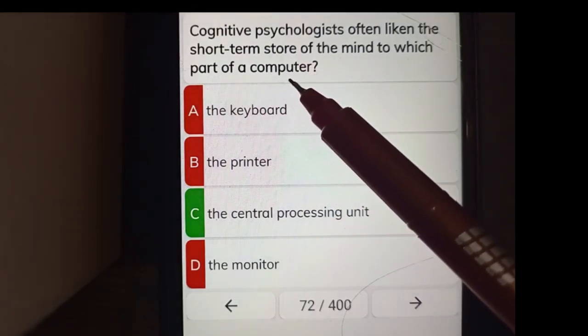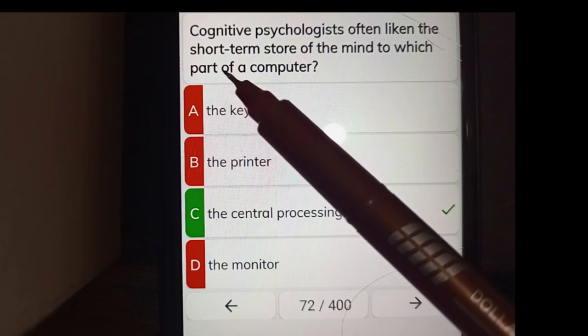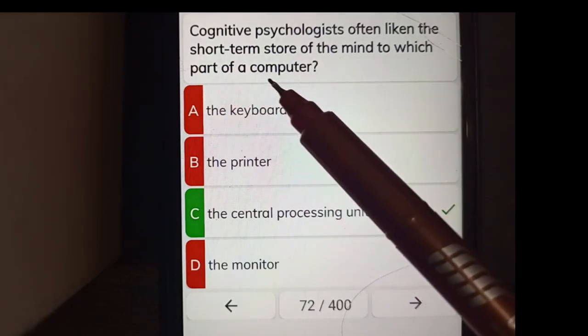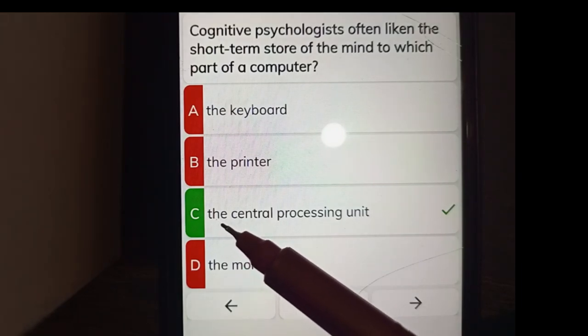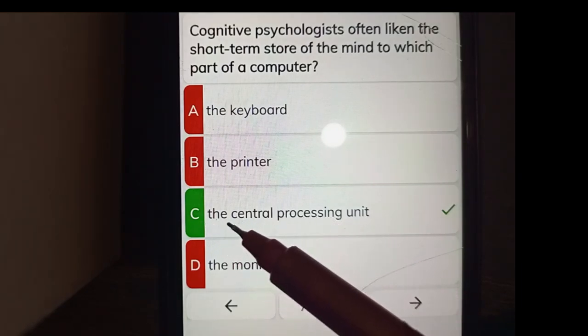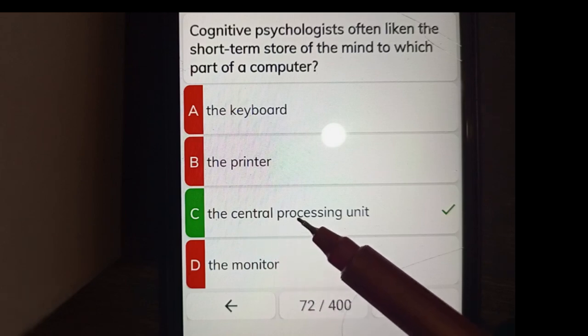Cognitive psychologists often liken the short-term store of the mind to which part of a computer? The central processing unit. The C answer is correct answer, the central processing unit.